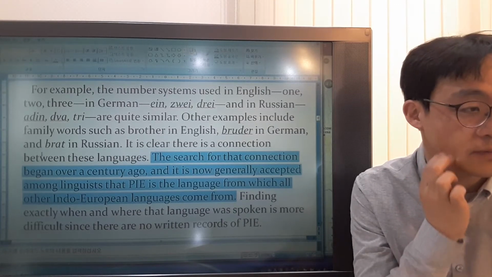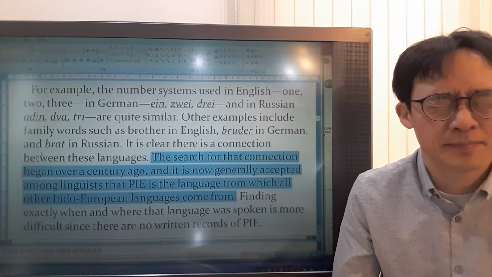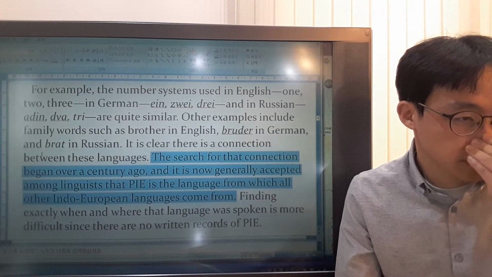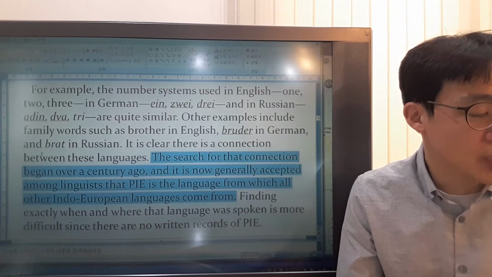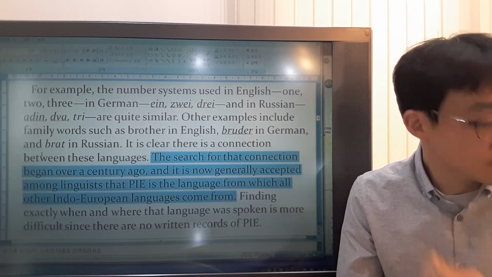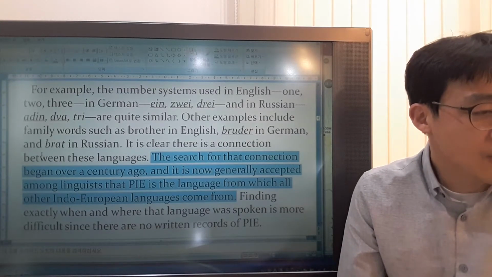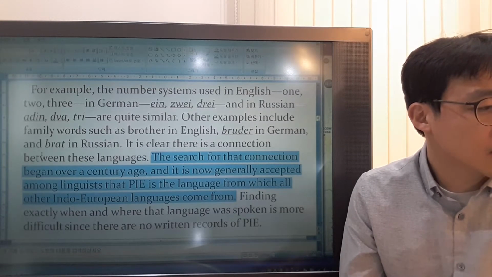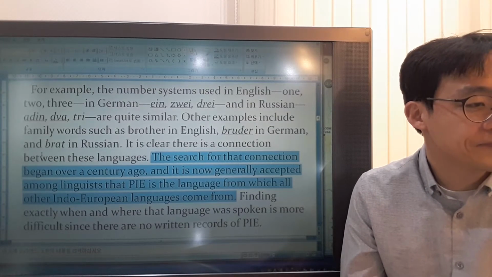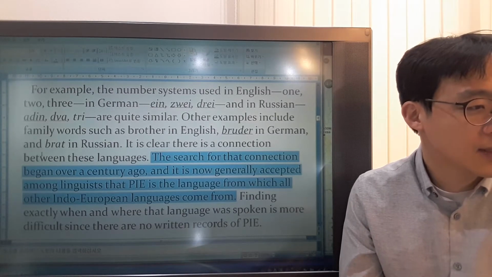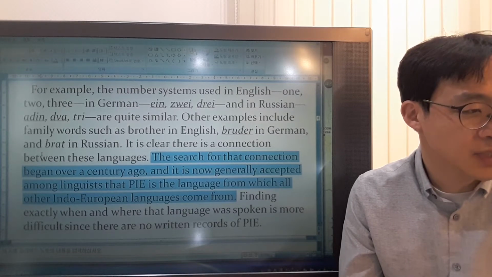And this paragraph now would be the example of the common words in those languages. The number systems used in English, 1, 2, 3. In German, ein, zwei, drei, and in Russian, один, два, три are very similar. Okay. Other examples are the word brother, okay? In English it's brother, in German it's Bruder, and in Russian brat. And it's clear there's a connection because it's very similar.